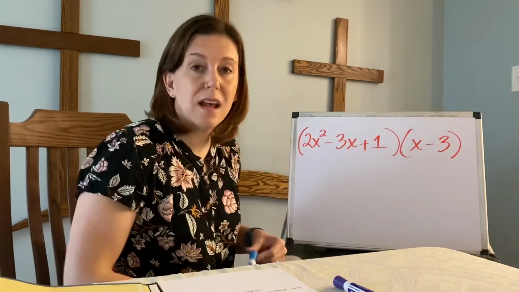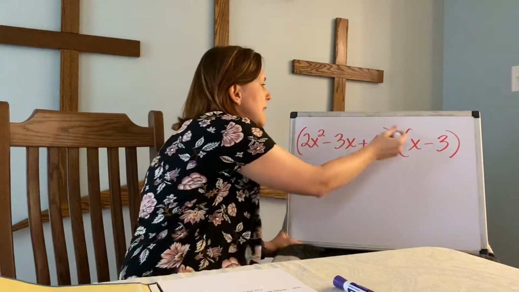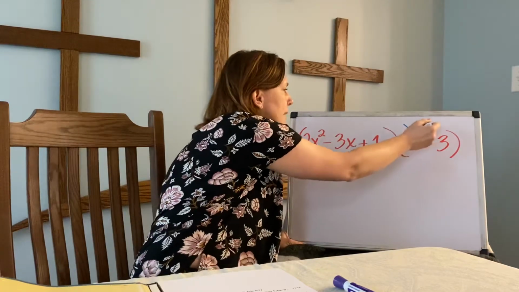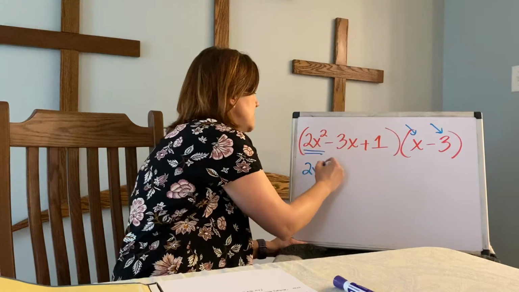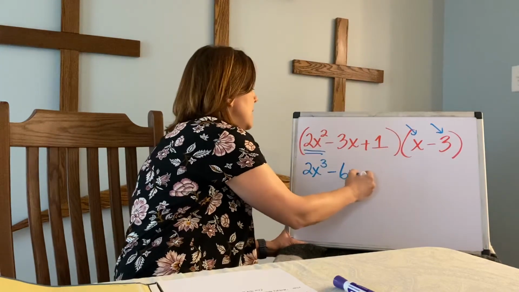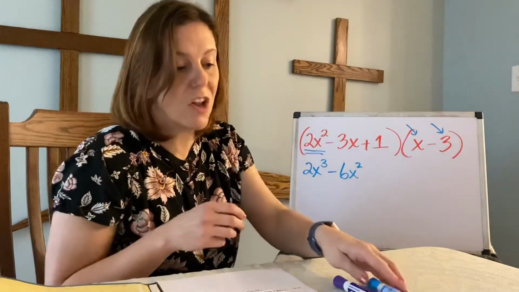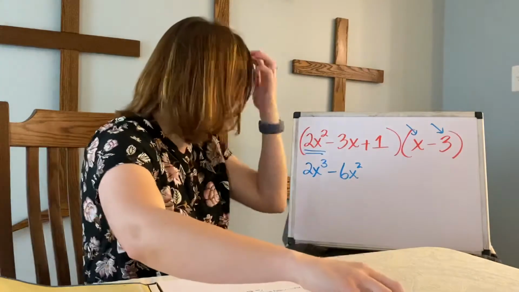Okay, like I said, I'm going to do this distribution. I'm going to multiply everything in here by 2x squared. My first one multiplied by both terms. So 2x squared times x is 2x cubed. 2x squared times negative 3 is negative 6x squared. And I better start writing a little bit smaller because I know 3 terms times 2 terms is going to give me 6 terms at first.